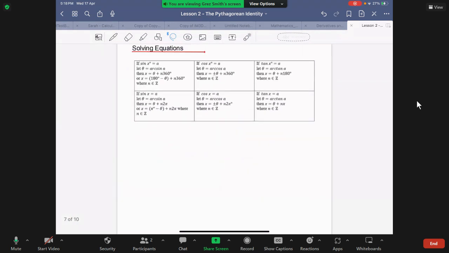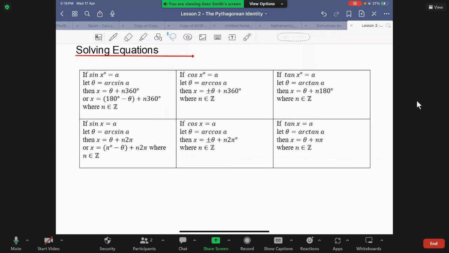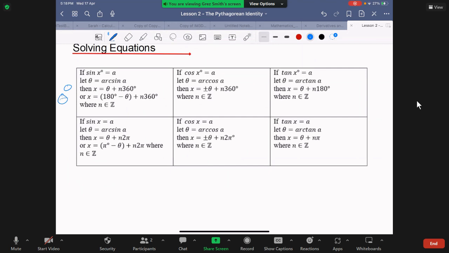So just to remind you about solving equations, I included this little table of values because it's very useful to help you when you're doing equation solving. We've seen the degree version before. This is when theta is in degrees. If theta isn't marked as being in degrees, then it's assumed to be in radians.